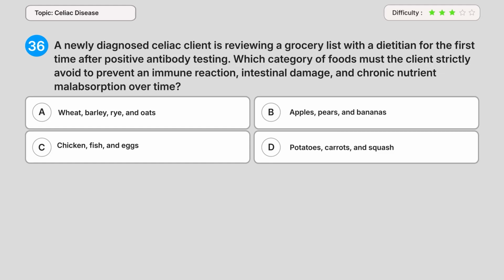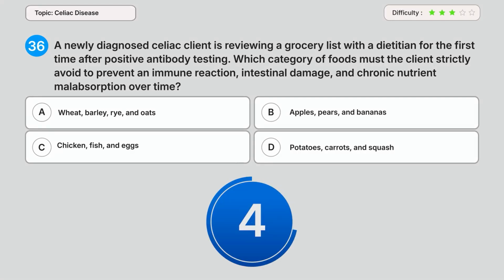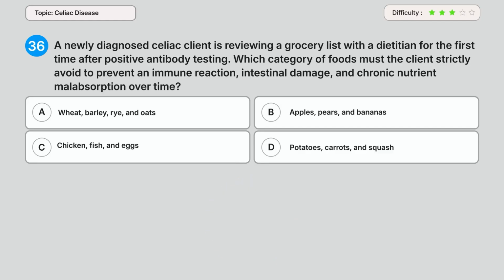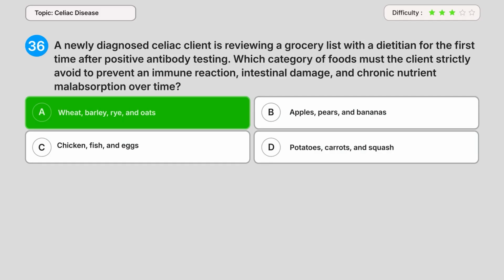B. Apples, pears, and bananas. C. Chicken, fish, and eggs. D. Potatoes, carrots, and squash. What do you think is the answer? Correct answer: A. Wheat, barley, rye, and oats.